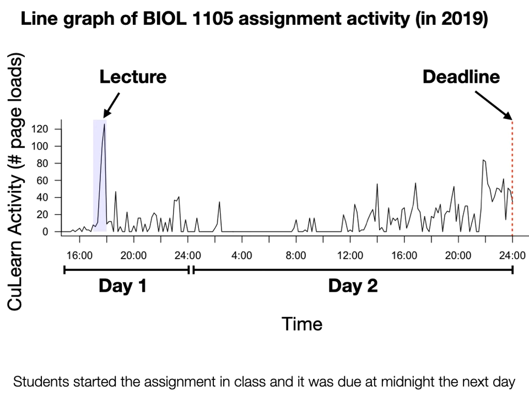Here's another example of a line graph. This is page loads on our old learning management system, CU Learn, for students in this course. When we used to run this course in person, students would come to the lecture and get the assignment on the day of the lecture, and the assignment would be due the next day at midnight. They could work on the assignment during a period of about half an hour in lecture when we were all together in groups. They would work together, and then it wouldn't be due that night, it would be due the next day.